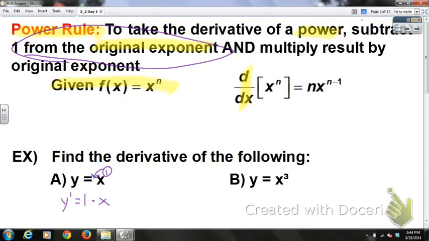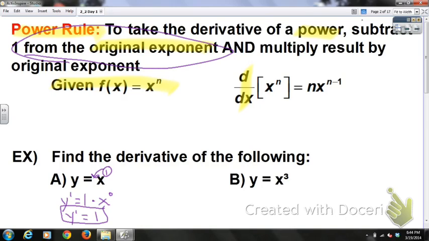So 1 minus 1 is going to give us 0. So we now have 1 times x to the 0 power. We should know by now that anything to the 0 power is simply 1. So the derivative of x to the first power is just 1.